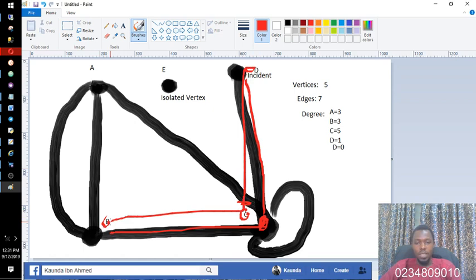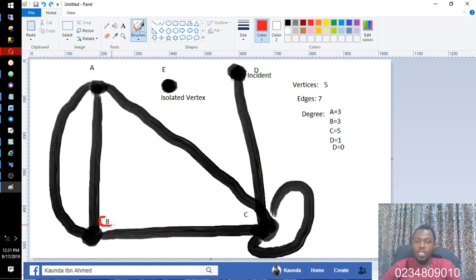If you come to B, this is B. This is one edge, this is another edge. So you see edge AB is adjacent to edge BC. That is what adjacent means. There are two terms: adjacent vertices and adjacent edge. If it's adjacent vertices, then you're dealing with points, and that is where two points are connected by an edge. But if it's adjacent edge, that's where two edges are connected by one vertice.